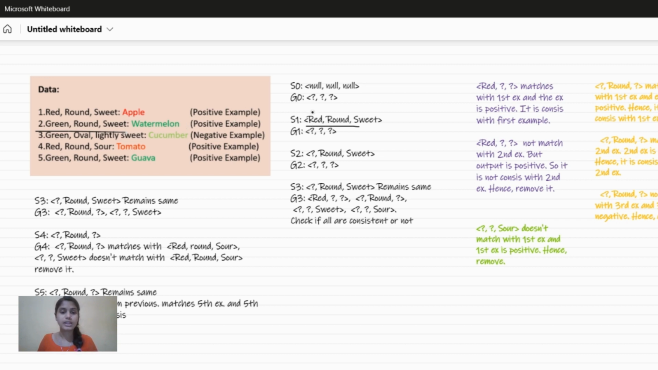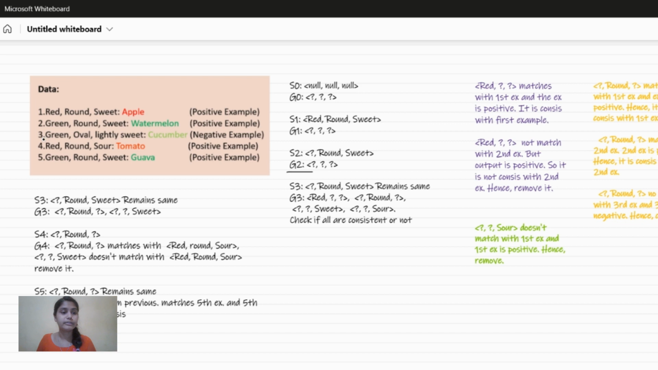So as we see, here the first attribute is red and the second is green, so I have put a question mark over here. The second attribute is round, and the second attribute is round, so I have kept round as it is. The third attribute is sweet, and the third attribute is sweet, so I have kept sweet as it is. Now what about the general hypothesis? We will keep it as it is.